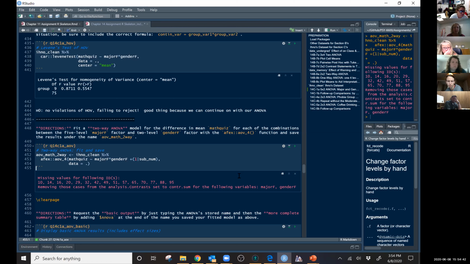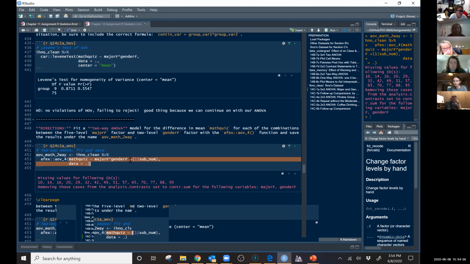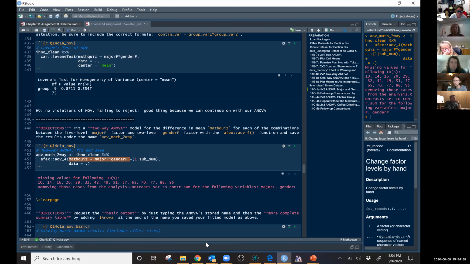The second one, it says it's removing these cases from the analysis. Okay, so ANOVA is a listwise deletion. All it can do is listwise deletion. If anyone in your data set is missing any of those variables, they cannot be used. ANOVA requires complete data. So these 15 people that are missing math quiz, it doesn't matter that we know their major and gender. If we don't know their math quiz, we can't use them. So this should have a total sample size of 85, not 100, because of that. So that's what this first part of the message is telling you about.